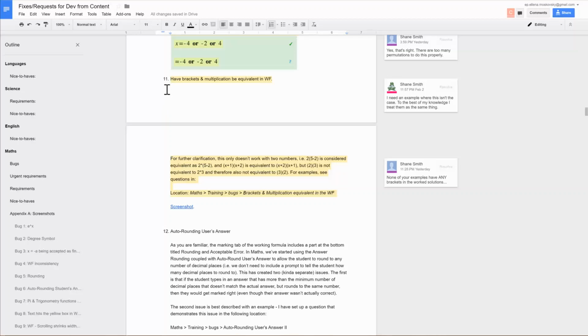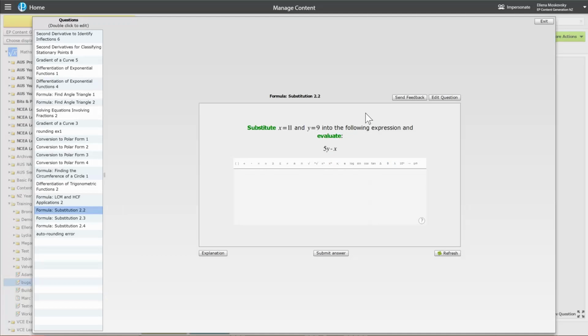Hi guys, I just wanted to elaborate a little bit more on this point 11 here, have brackets and multiplication be equivalent in the working formula. So I just want to show you one of the example questions that we've got here.